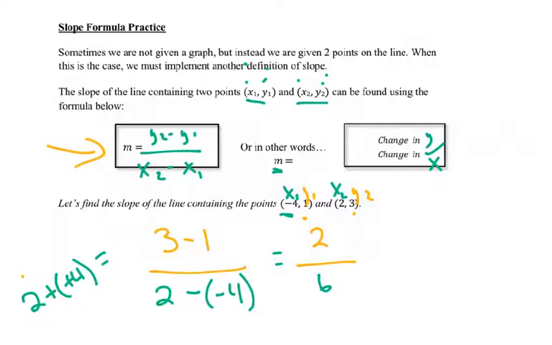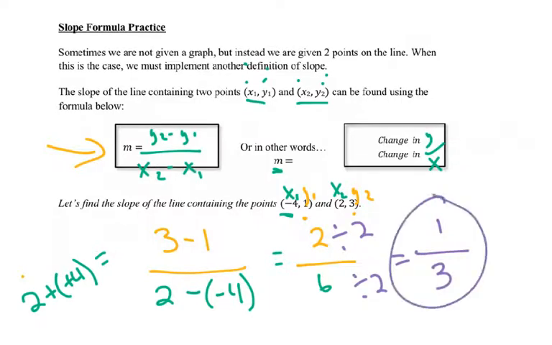So 2 over 6, here's the thing though, that can be reduced. So when you can reduce a fraction, that just means that it's not in its simplest form. 2 over 6 can be reduced because both the 2 and the 6 are divisible by 2. When I do 2 divided by 2, I get 1. When I do 6 divided by 2, I get 3. And then I know my slope is 1/3, and that would be up 1 over 3, because this is my rise value, and this is my run value.